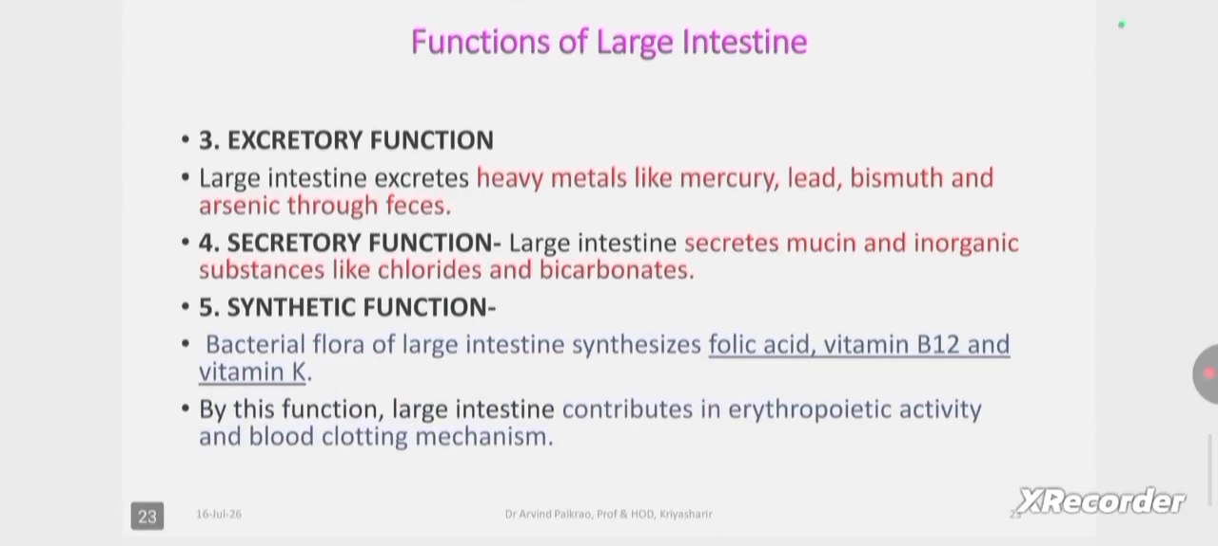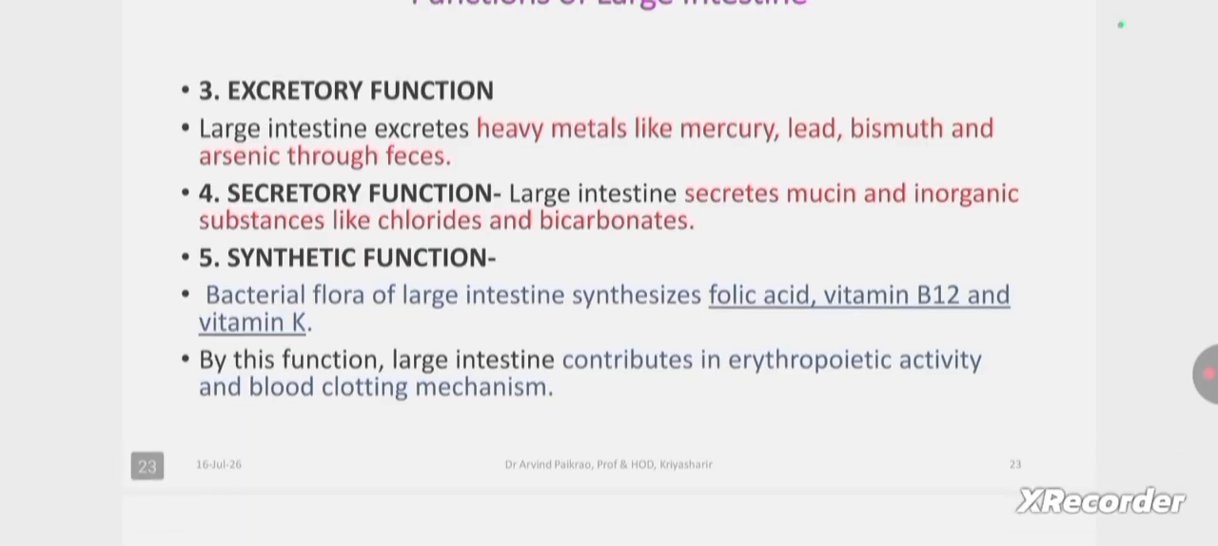Along with the stool, heavy metals like lead, bismuth, and arsenic are also thrown down into the feces. So this is the excretory function. Next is the secretory function. Mucin and substances like chloride and bicarbonate are secreted in the large intestine. So next is the synthetic function.